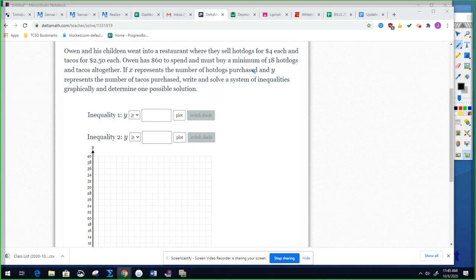But again, with any of these problems, I have to let X equal something and I have to let Y equal something. Okay. So it says Owen and his children went to a restaurant where they sell hot dogs for $4 each and tacos for $2.50. Owen has $60 to spend and must buy a minimum of 18 hot dogs and tacos altogether. If X represents the number of hot dogs purchased and Y represents the number of tacos, so right there I'm told X is the number of hot dogs. Okay, and Y is the number of tacos.